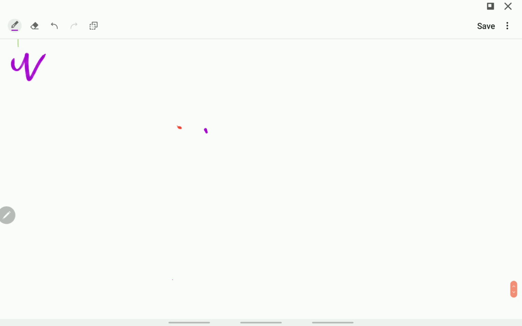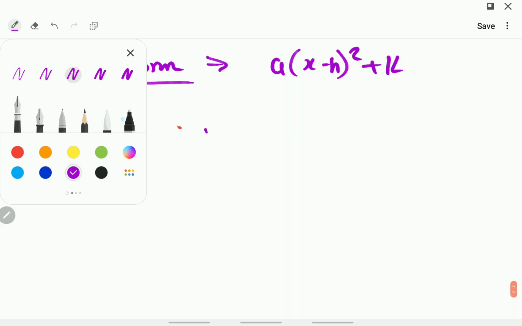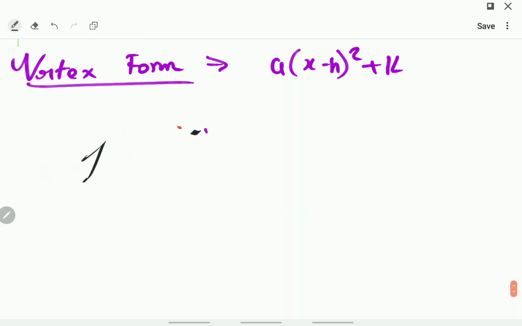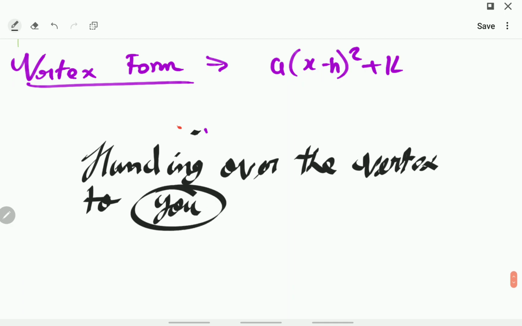Now let's look at the vertex form. The vertex form. Golden. So what is this vertex form? This vertex form is when the form gives you the vertex. This form right here is basically handing over the vertex to you, right?